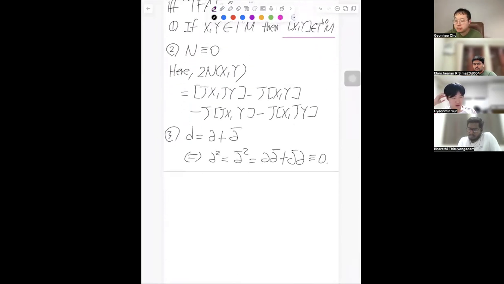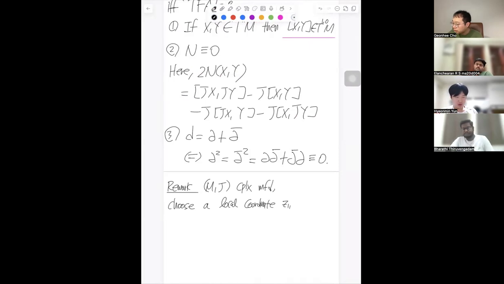And also a side comment. This is also a good exercise, but still I'd like to give you some intuition. So given (M, g), a complex manifold, choose a local coordinate, say z1 to zn. This is our first line in complex differential geometry, and let F be a holomorphic map.